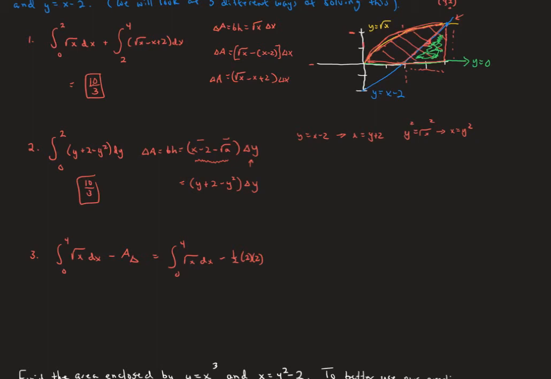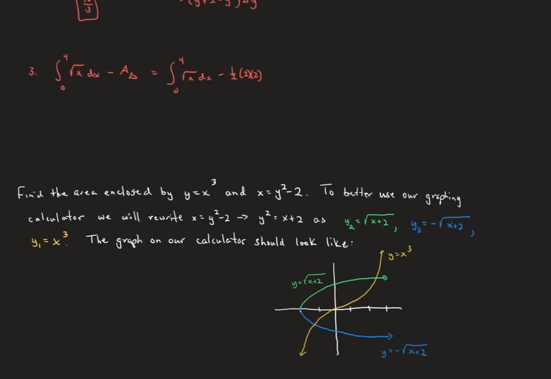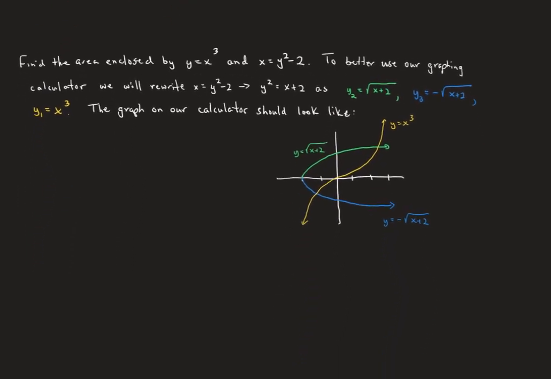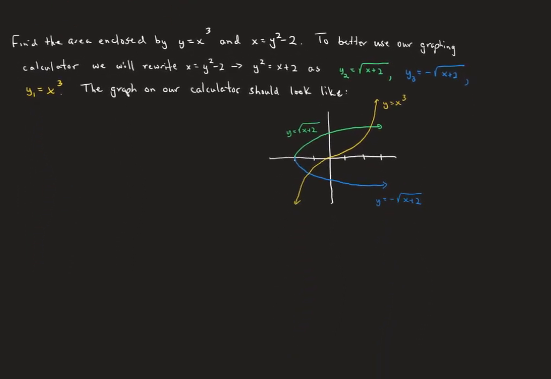I'm going to slide the screen up here. So now we're going to try to find the area enclosed by y equals x cubed and x equals y squared minus 2. So the y equals x cubed, you can see that graph on the yellow, and I think we're familiar with the cube graph. X equals y squared minus 2 is a parabola. It opens to the right and has vertex at -2, 0.